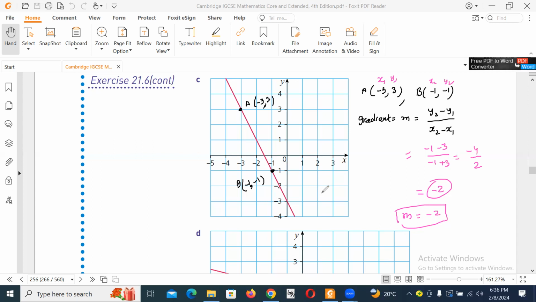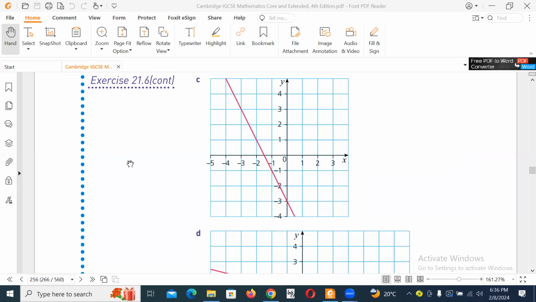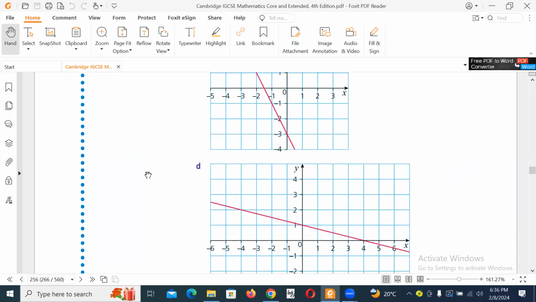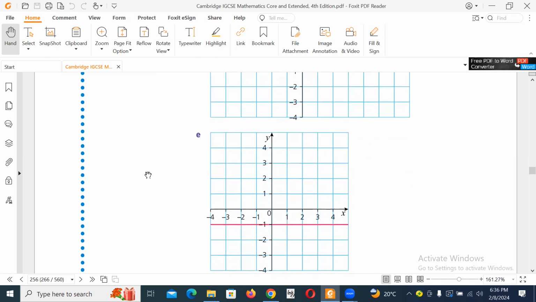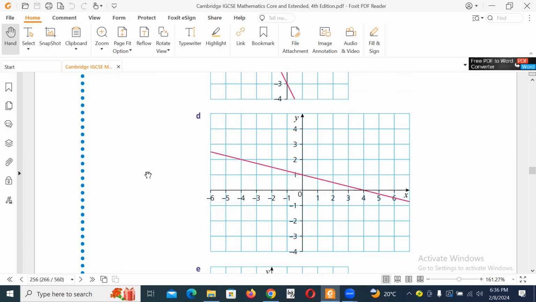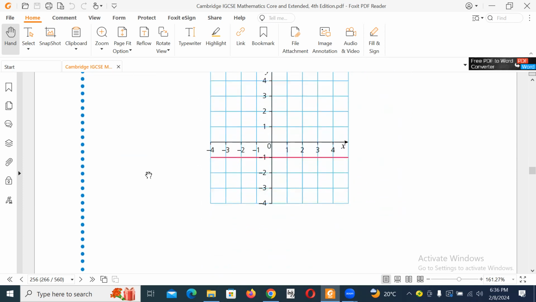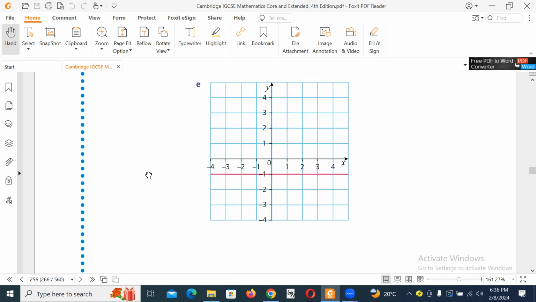Now the next point is when the gradient is 0 or when the gradient is undefined. That we will check now. Here we have a horizontal line. So whenever we have a horizontal line, the gradient is 0. So we will check how it comes 0.